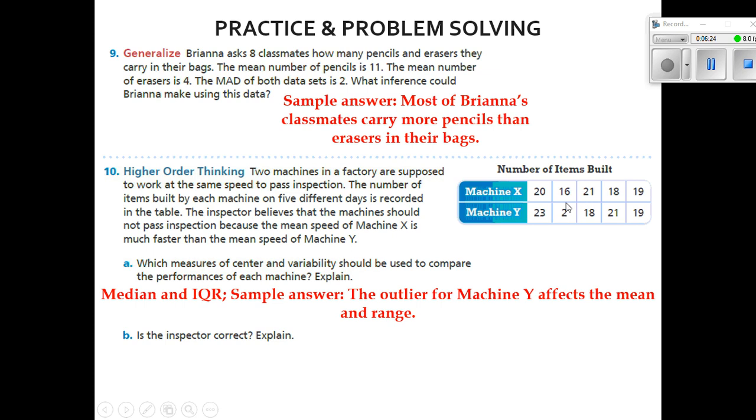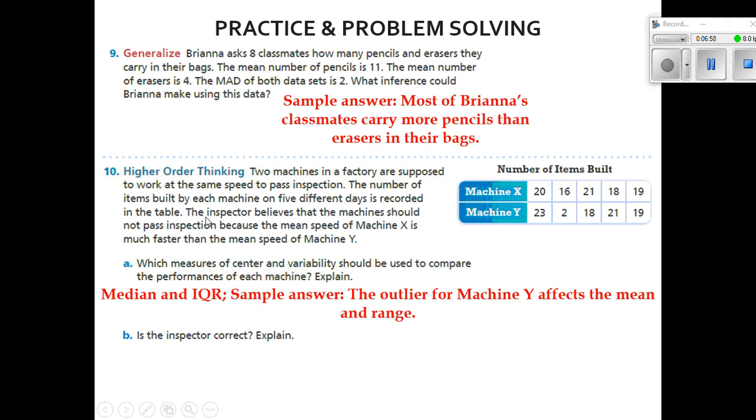Remember, the median is taking the smallest one away one by one until we find the middle. If we do that to machine X, we take away the smallest, which is 16, and the biggest, which is 20, the next smallest, which is 18, the next biggest, which is 21, and that will give us 19. If we did it to machine Y, we would take away 2 and 23, 18, and then 21. And then again, we'd have 19. So the median was a much more effective way of doing it.